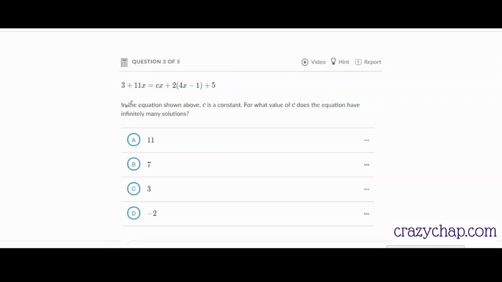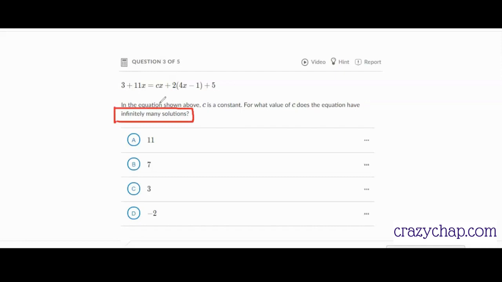Looking at question number 3, an equation has been given to us. In the equation shown above, c is a constant. For what values of c does the equation have infinitely many solutions? We have solved these kinds of questions many times, and they come up very frequently in the SAT.